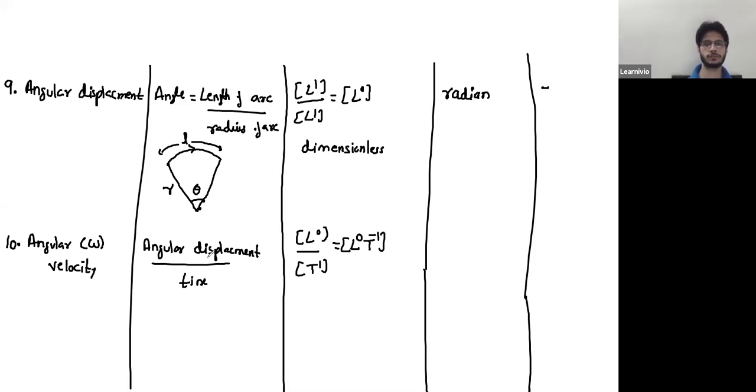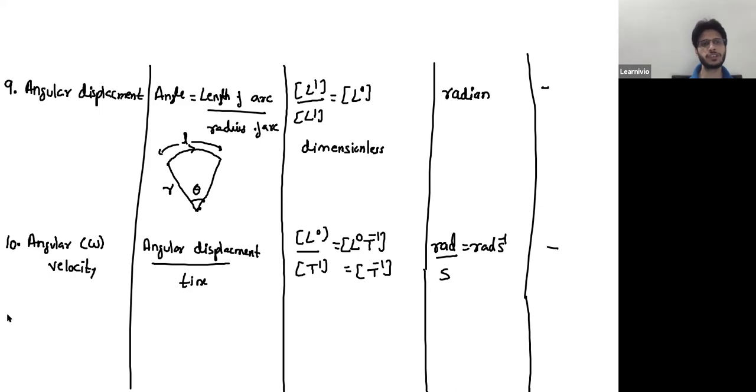If we write the unit, Fazil, what should be the unit of this angular velocity? SI unit. Radian per second. Angle is radian, time is seconds, so the combined will be radian per second. Sir, can't the dimension be simply T minus 1? Yeah, the dimension would be simply T minus 1, L0 T minus 1 or just T minus 1. Unit is radian per second. There is no CGS unit of angle or angular velocity.